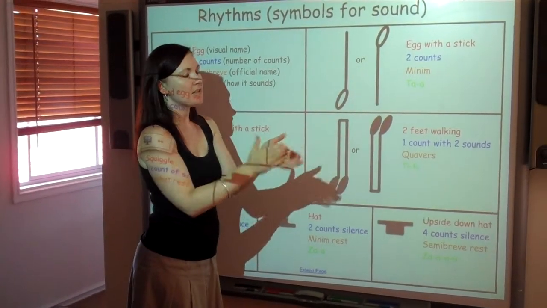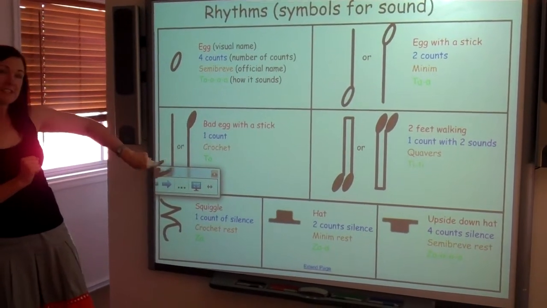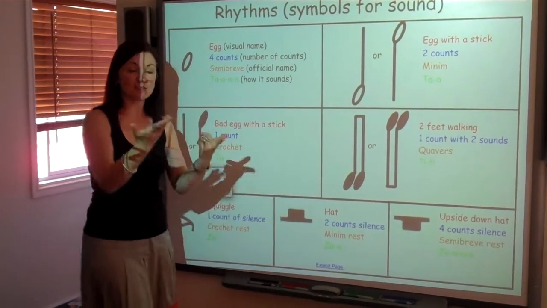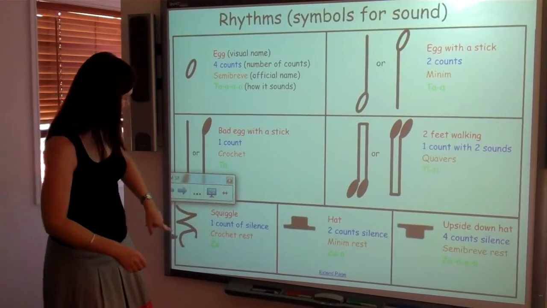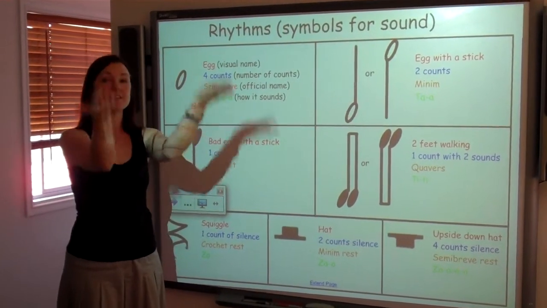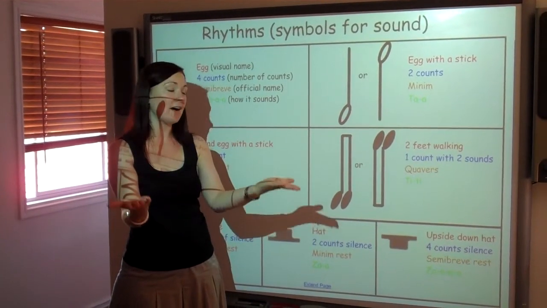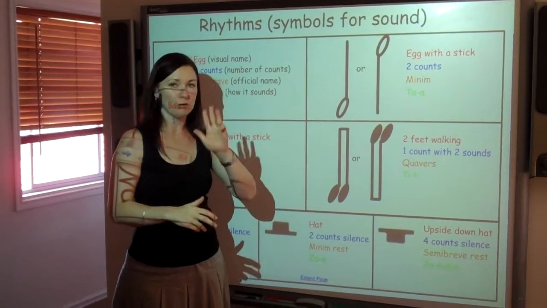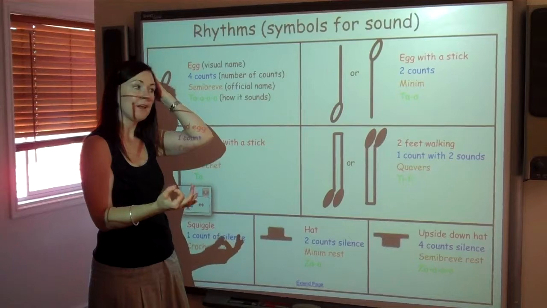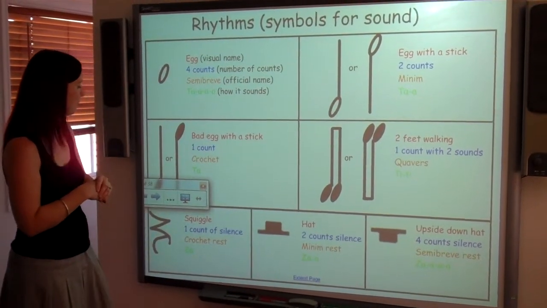This note would be a ta-a, so a 2-beat sound. My bad egg with a stick is just a ta. My 2 feet walking is called a tt, so that's how I make my sound, tt. My squiggle is a za, like a sleeping z, so we say za, that's our rest. A hat is a 2 count rest, za, a. And an upside down hat, a 4 count rest, za, a, a, a. Children speaking these names while they play music is a really easy way for them to be reading rhythm really accurately.